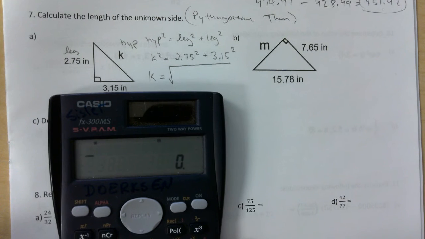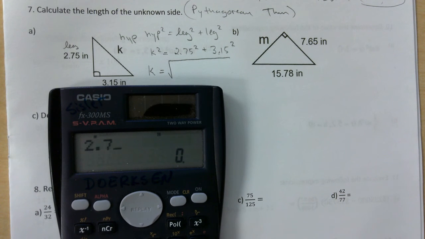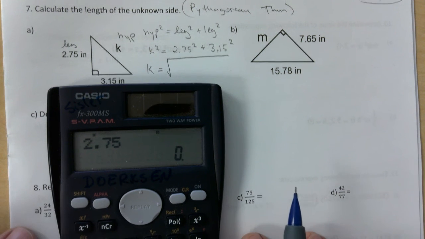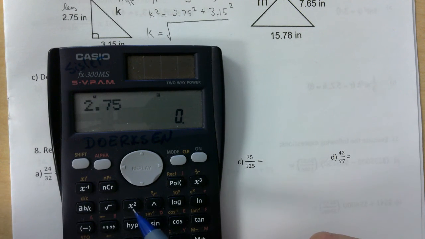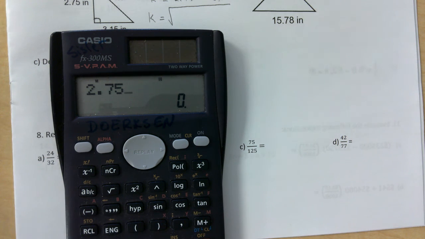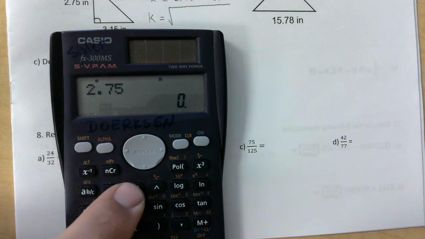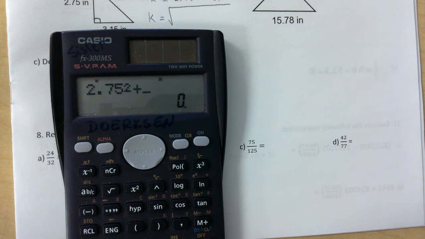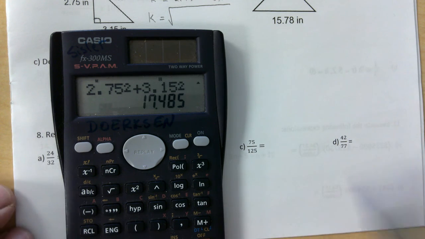Then grab your calculator and you go 2.75. I have the X squared button. Watch this. My calculator has this button. If you don't have the X squared button, you can use that hat button, or the Y to the X button. There probably is something else out there. Right now I'm drawing a blank, but you know your power button. So I have the X squared, I'm going to use that plus 3.15 squared. I type it in like that, and I hit equals.